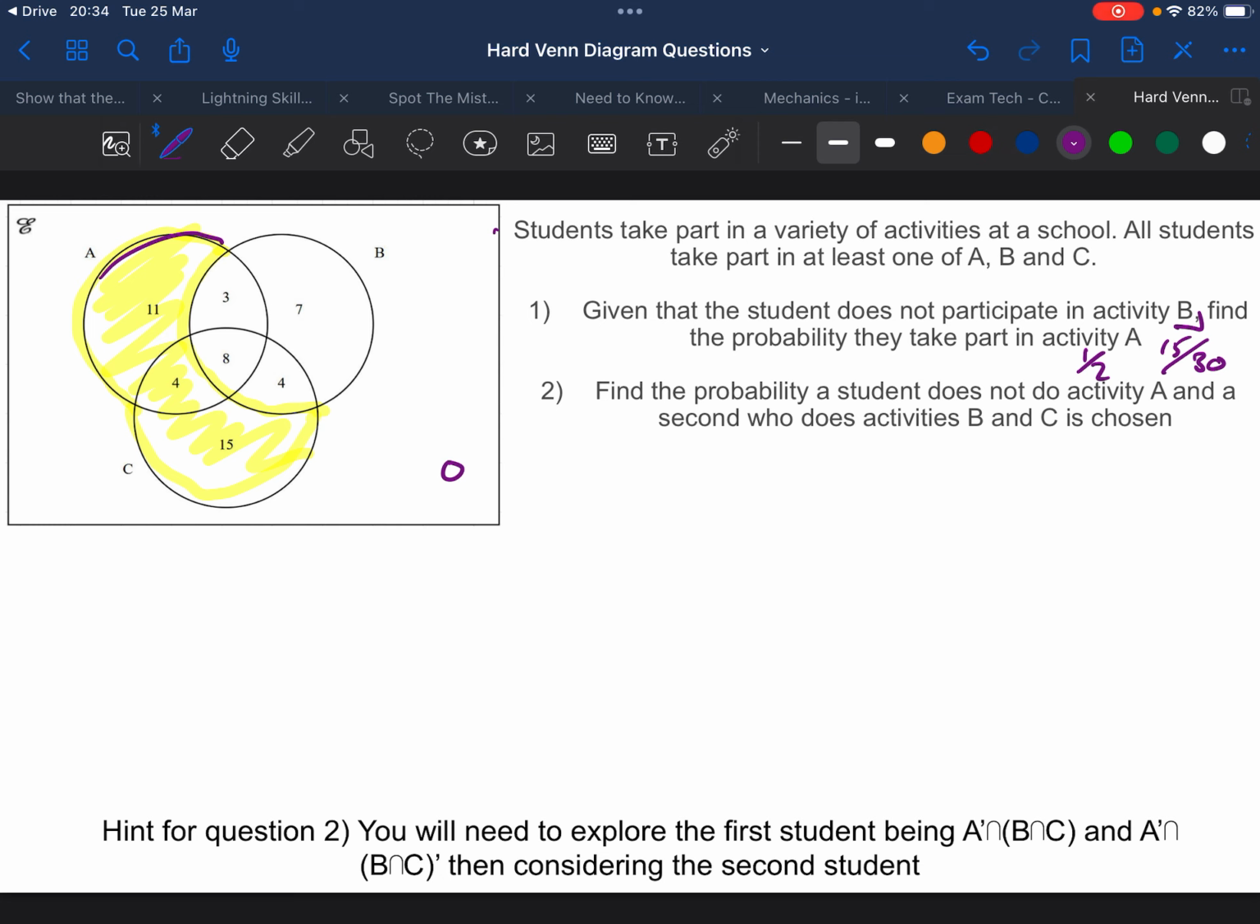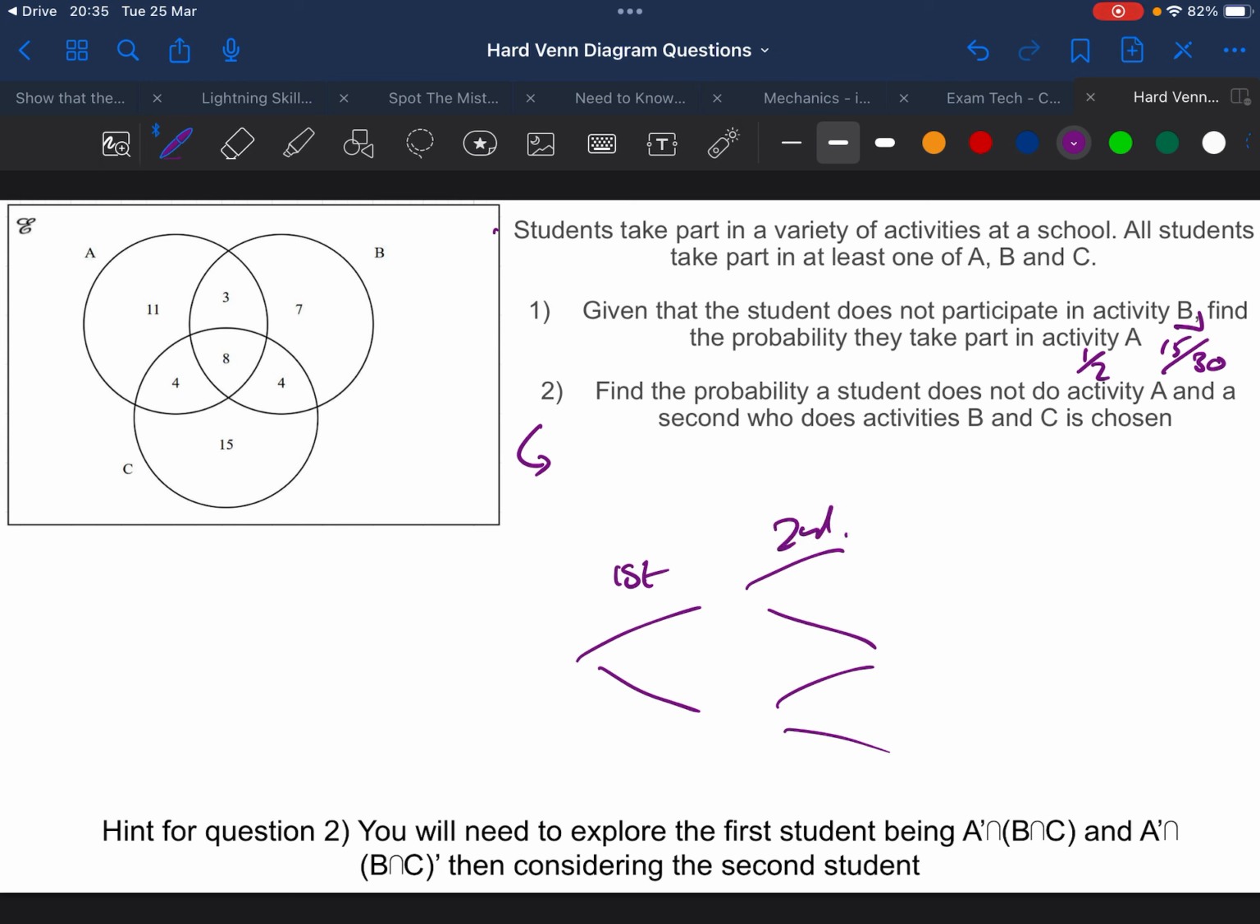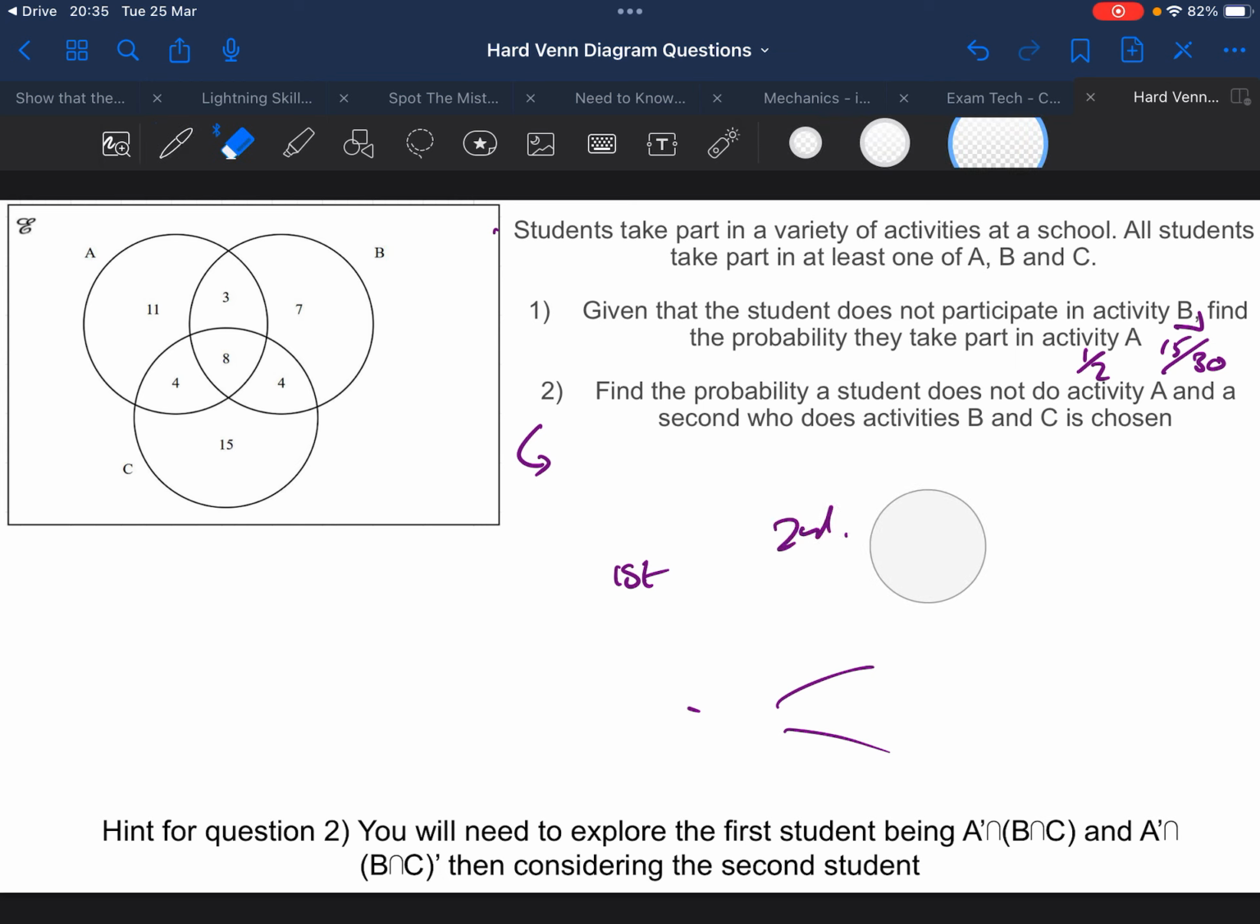Okay. Now, let's try another one before we go on to some really challenging ones. But this one in itself is really quite a step up. So for the second question, find the probability a student does not do activity A and a second who does activity B and C is chosen. Right, so this is the idea of one student and then a second student. So how do we normally represent these situations? We've often represented them with tree diagrams before, haven't we? To say that something happens first and then something happens second. And that's the kind of thinking that we're going to want to do here as well.